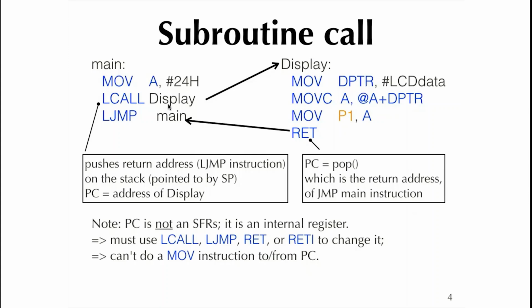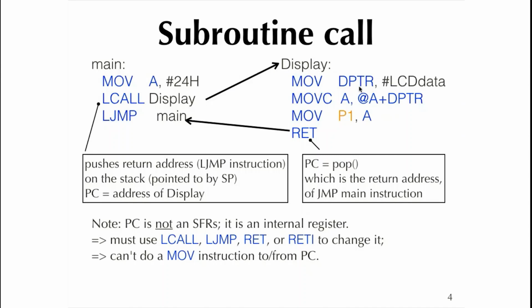And what return address does it push? Does it push the return address of lcall itself? No, it's the instruction after lcall, because that's where it returns to, right? Otherwise, it keeps returning to lcall and you never finish. So it pushes the instruction address after this lcall, right? So that would be the address for ljump. So it jumps to display with the return address on the stack.